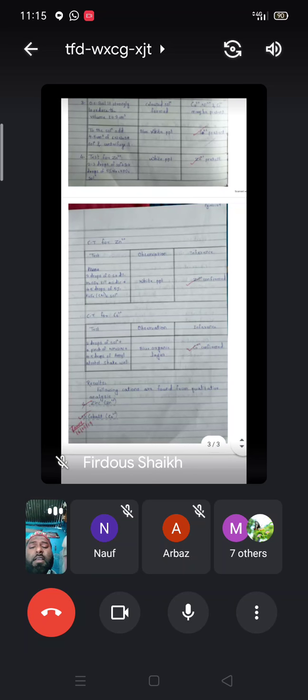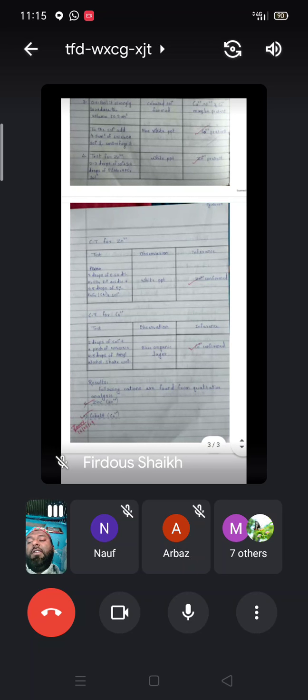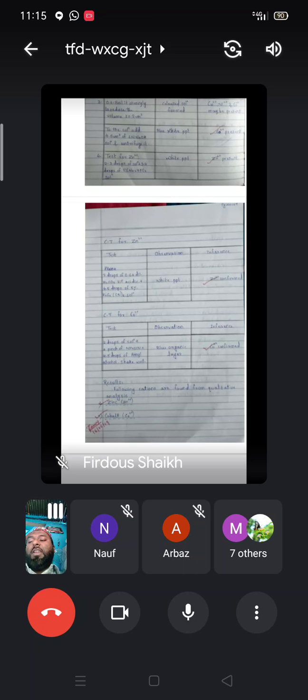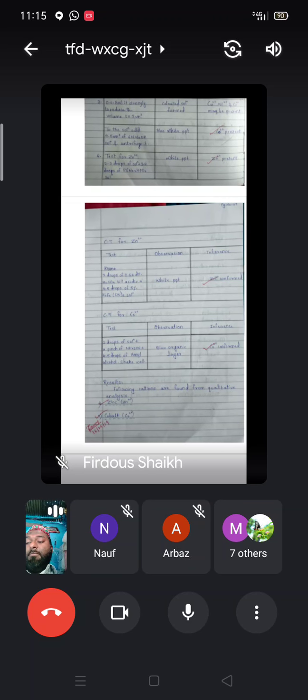These are the few tests that we have to write in the journal. Positive tests we have to write. Then the result: which two cations are there, zinc 2+ and cobalt 2+, that we have to mention in the result.